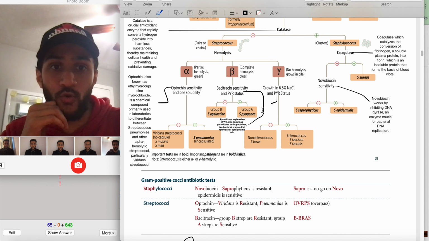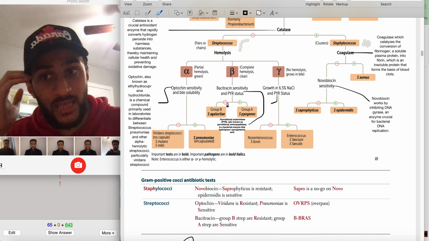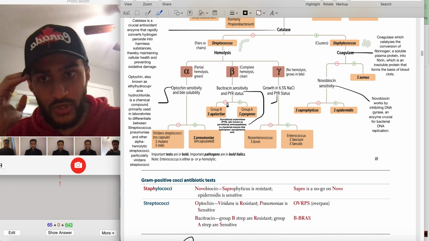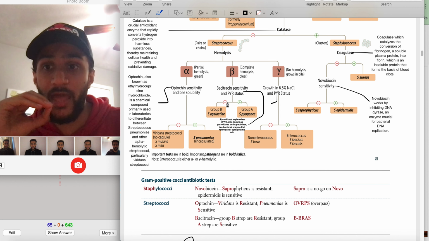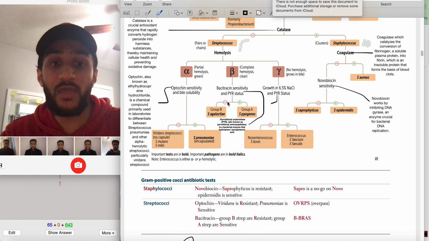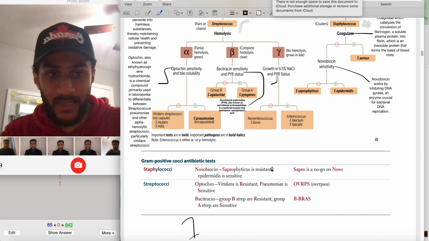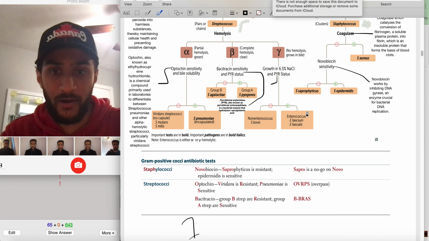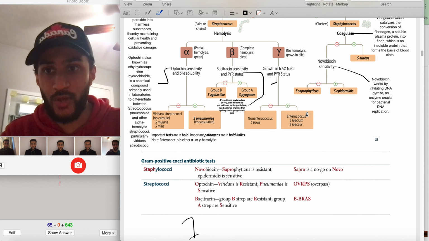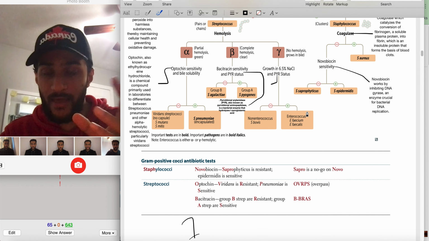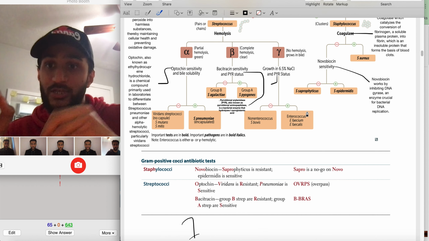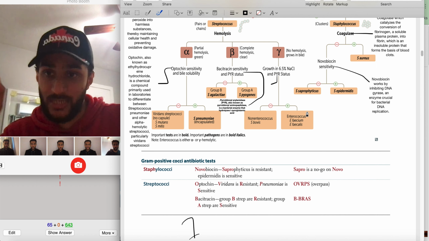So if it grows in 6.5% sodium chloride and is PYR positive, that's going to be our enterococci. So Enterococcus faecalis and faecium. And then if it's negative, it's going to be our non-enterococcus, Streptococcus bovis. If you come over here, it's basically repeating what we said above, how to differentiate the two types of staphylococcus. So Staph epi from Staph saprophyticus, one is novobiocin sensitive, one is not, which is saprophyticus.